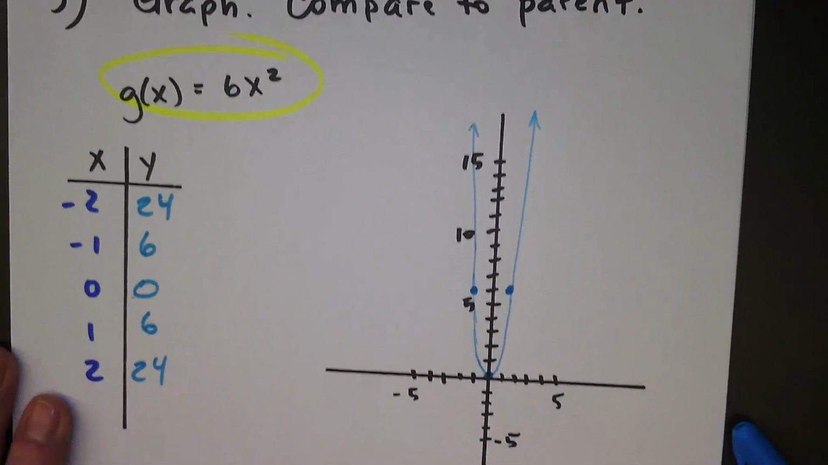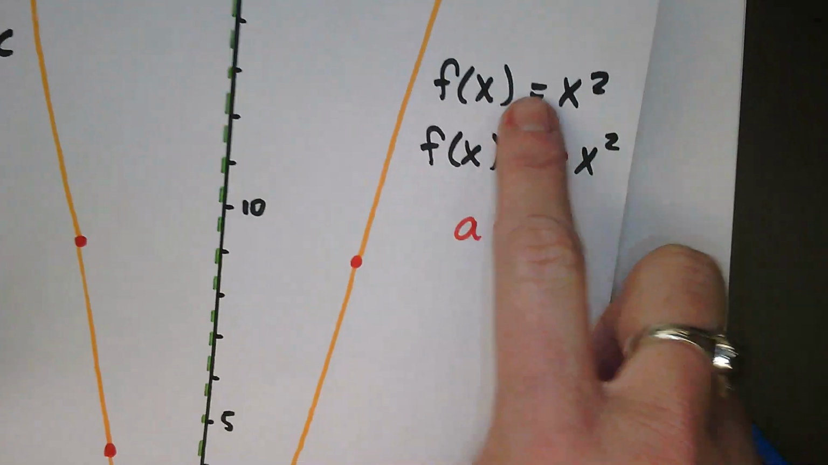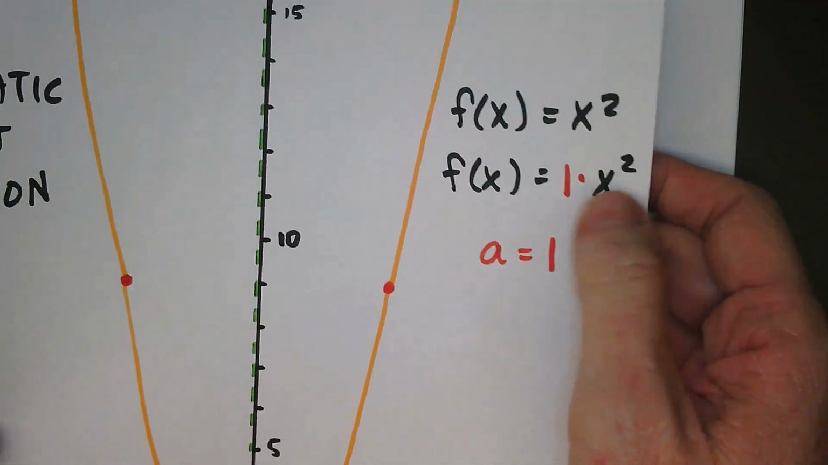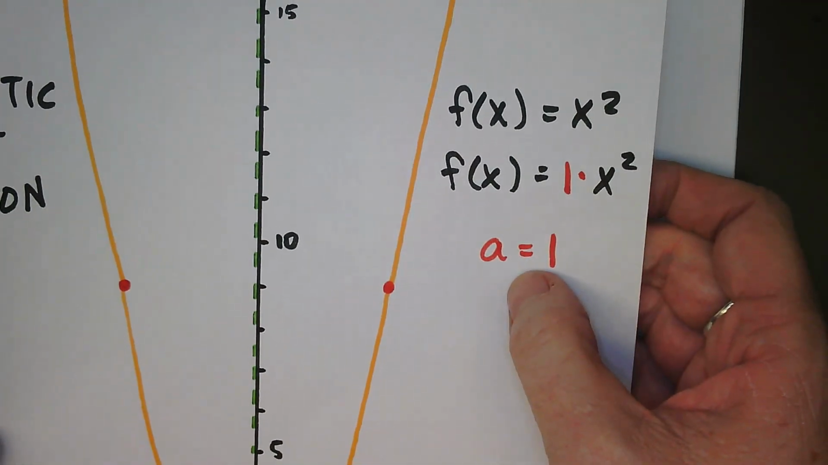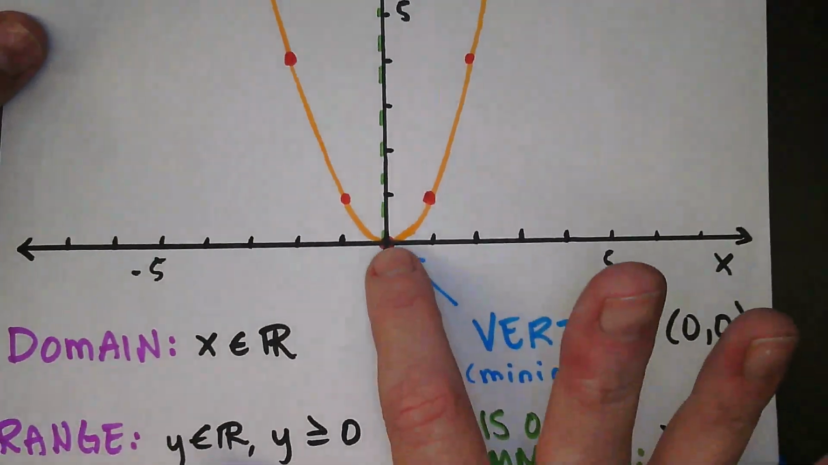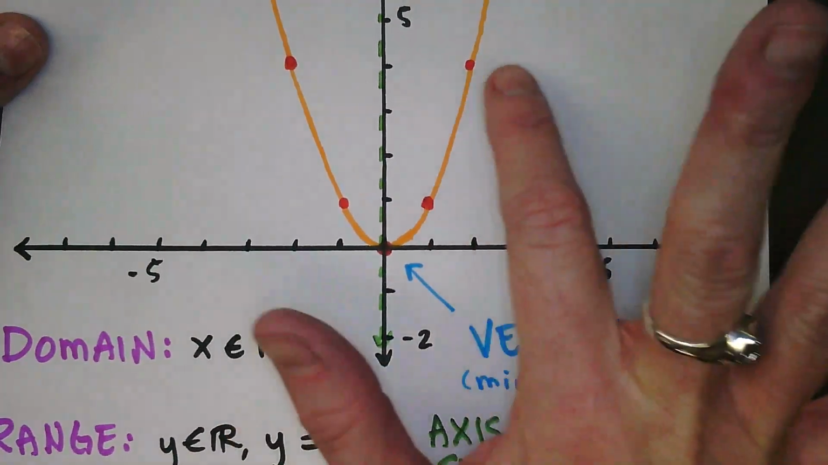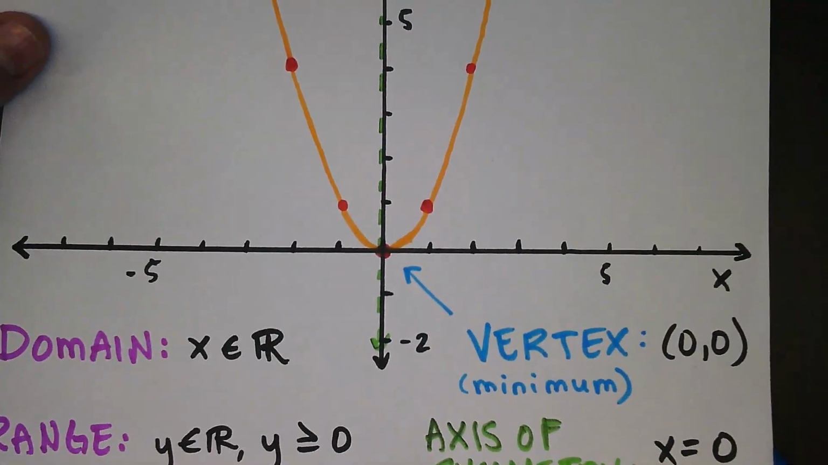I've done that part. Compare to parent. So the parent function, hopefully you remember, is this one. It's just the x squared. The multiplier in front is 1. This is actually a nice little picture of it. The vertex is at the origin. I go left and right 1, I'm up 1. Go left and right 2, I'm up 4 because 2 squared is 4.